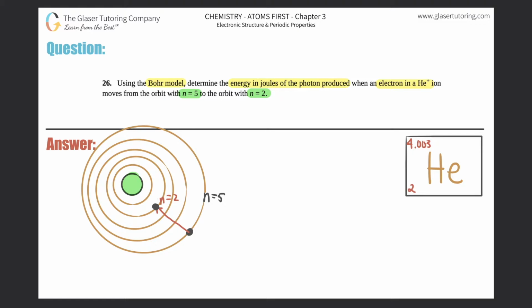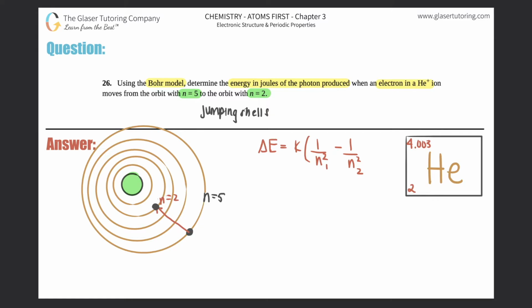So we just have to find out how much energy it took to go from n equals 5 to n equals 2. So I see that I have two different n values, and I'm seeing that I'm jumping shells. So you might come up with this equation that we've been using throughout this whole chapter, right? Delta E, the change in energy from one shell to another, equals K times 1 over n squared initial minus 1 over n squared final.